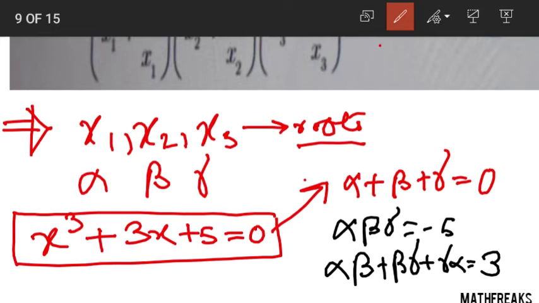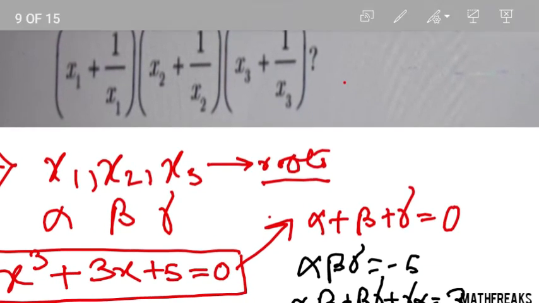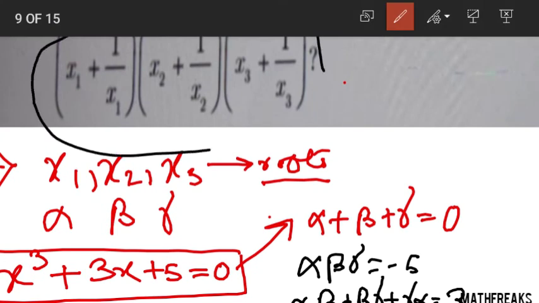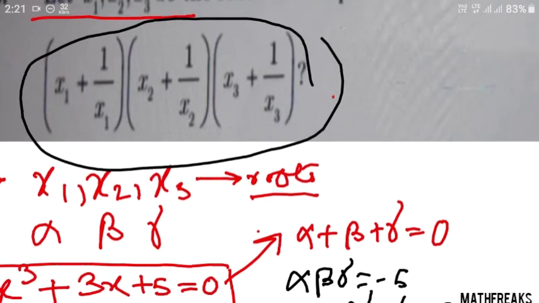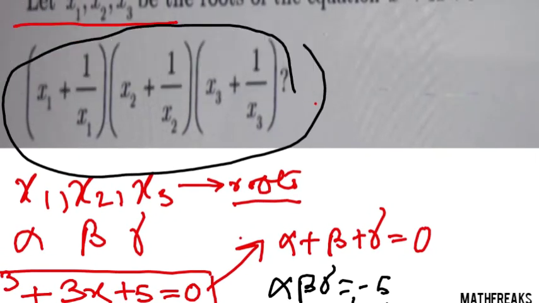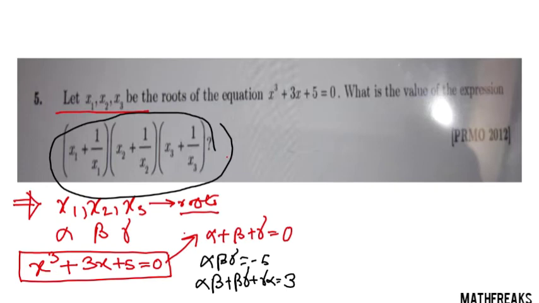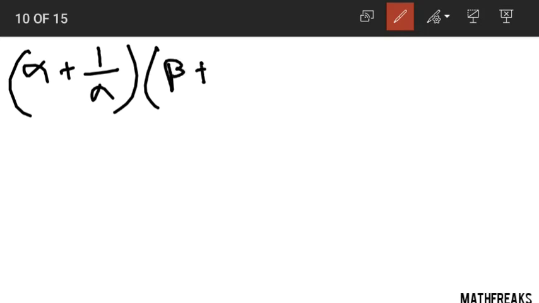Okay, now let us move on and simplify this huge gigantic expression. I need some space. So let us try to simplify this one. It was alpha plus 1 over alpha, multiplied by beta plus 1 over beta, as I replaced x1, x2 and x3 with alpha, beta and gamma, multiplied by gamma plus 1 over gamma.